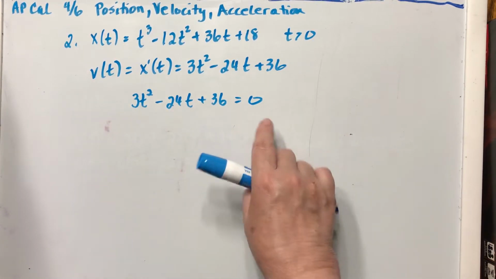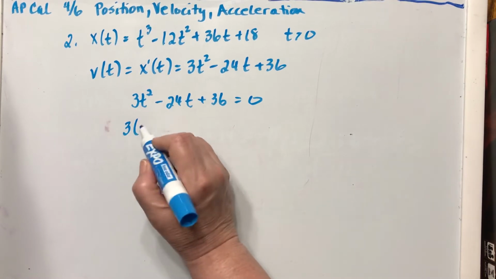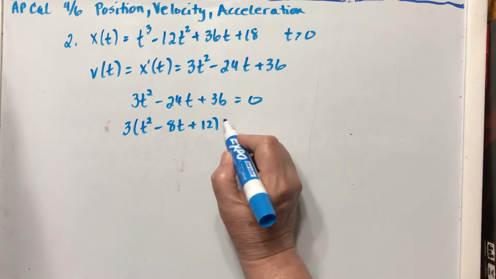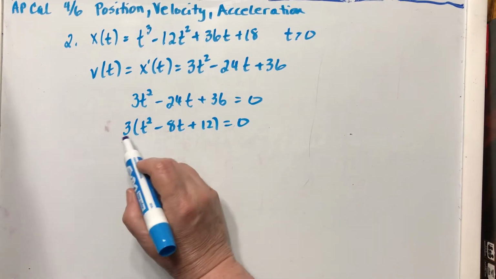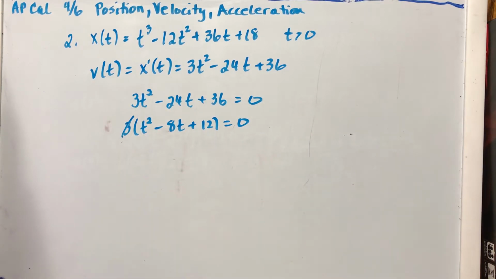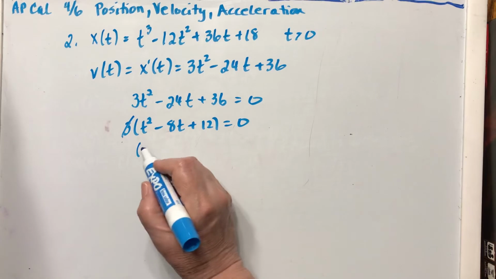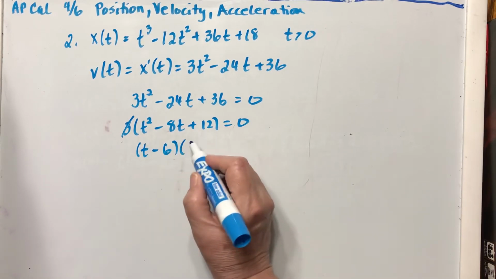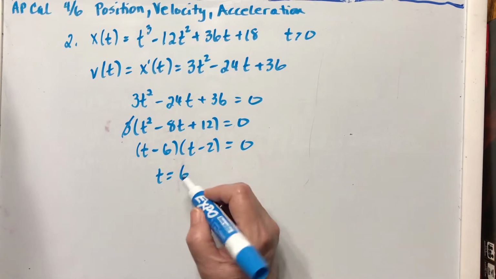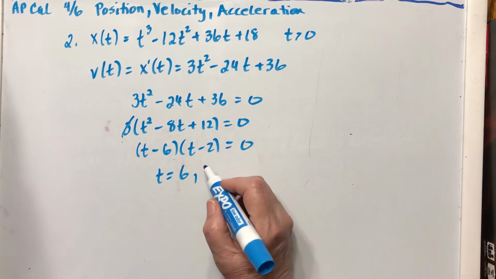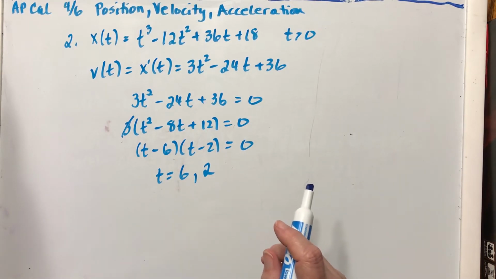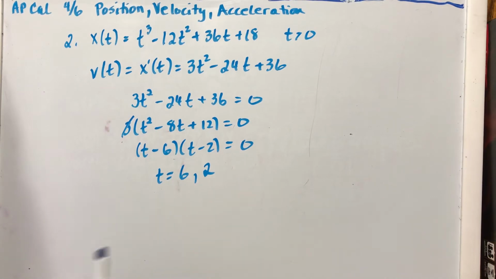The easiest thing to do here is factor out anything common, which in this case is a 3. In fact, not only can you factor it out, but since it's just a constant, you can divide everything by that, and just ignore it from then on out. So now I'm going to factor this. That factors to be t minus 6 times t minus 2. So there are two places where this particle changes direction, at time equals 6 and at time equals 2. All right, the point at which the particle changes direction is 2 places.